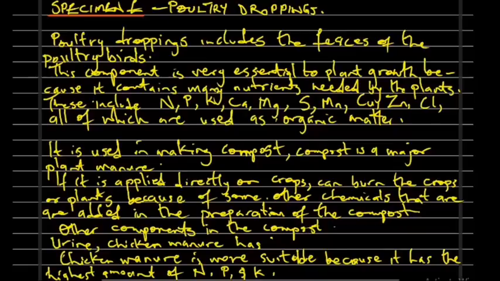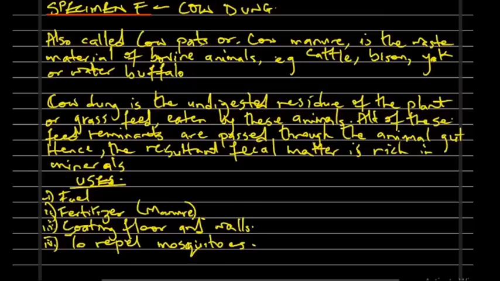So we move over to the next specimen now, which is specimen F, and that is the cow dung. Cow dung is another material that is used in making some other types of manure, and it is also called cow pats or cow manure. Now this is the waste of many bovine animals, particularly the cattle or the bison. We also have yak and the water buffalo producing their own dung, and it is used as manure in some farms. Now cow dung is the undigested residue.